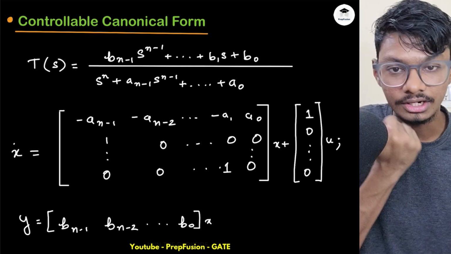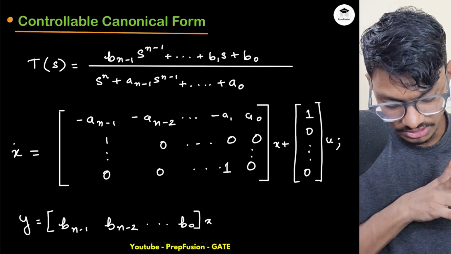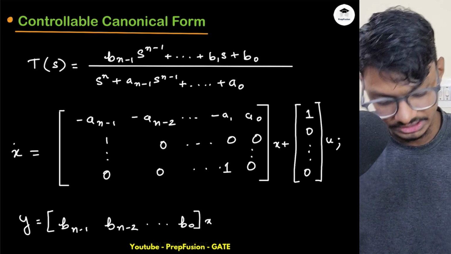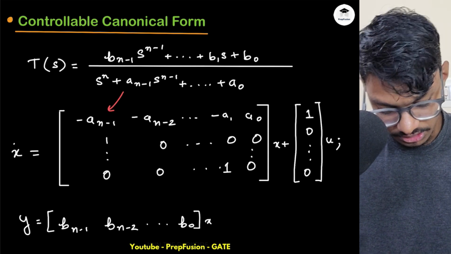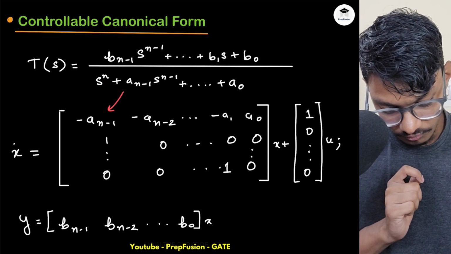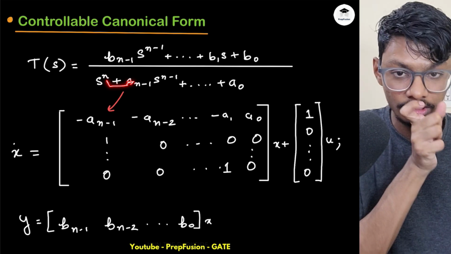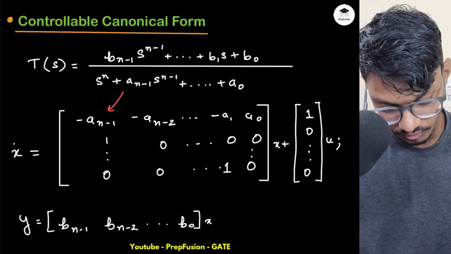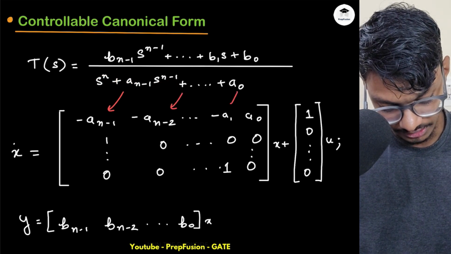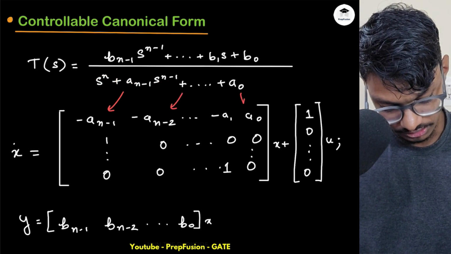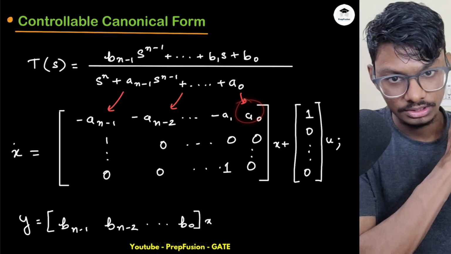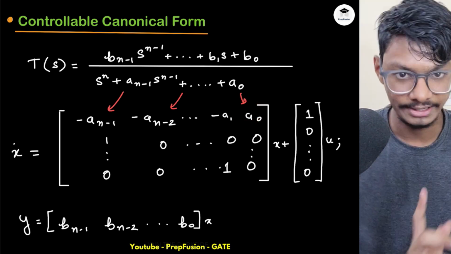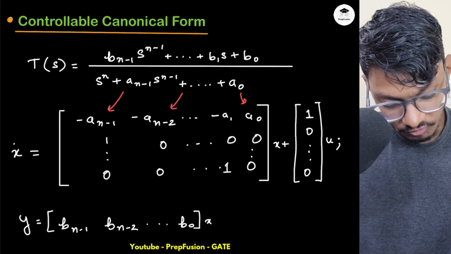So in controllable canonical form, we write the negative of the coefficients, starting from the coefficient one order lower than the highest order, s raised to the power n minus 1. So we write the negative of the coefficients, going until a0, the zero order term, in negative. And what about my B matrix?